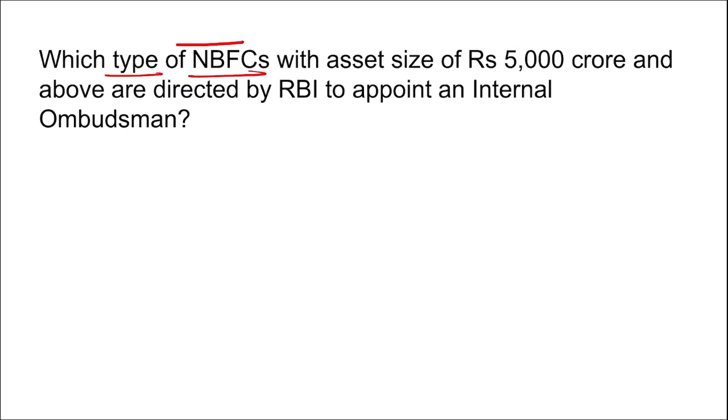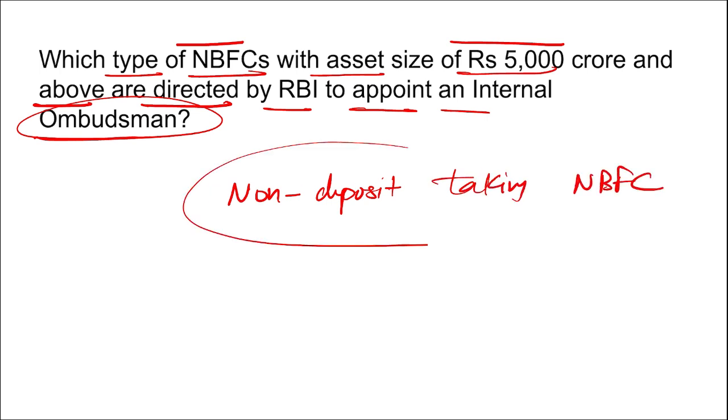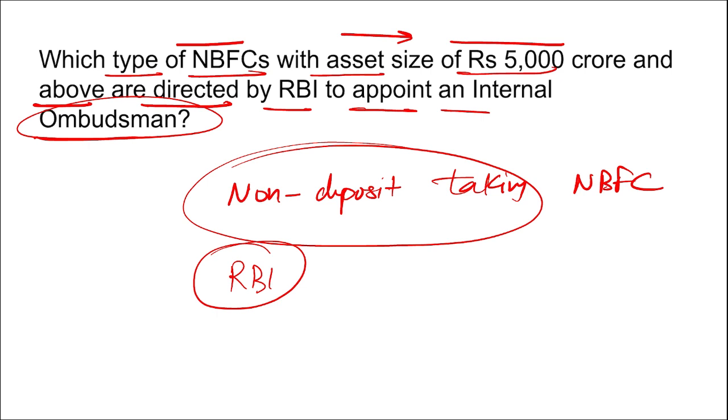Next, which type of NBFCs with asset size of 5,000 crore rupees and above are directed by RBI to appoint an internal ombudsman? So, what is the type of NBFC with size of more than 5,000 crore rupees and above directed by RBI to appoint an internal ombudsman? It is of non-deposit taking NBFCs. So these non-deposit taking NBFCs are directed by RBI to appoint an internal ombudsman.